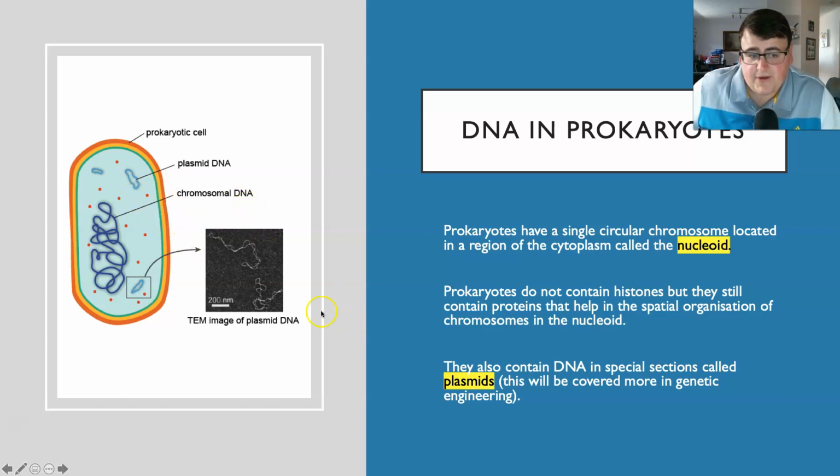Prokaryotic cells also have an extra part of DNA, in some prokaryotes, called plasmid DNA. For now, all you need to know is the name plasmid DNA, and we'll talk about that more when we get to genetic engineering later on in DNA and proteins.